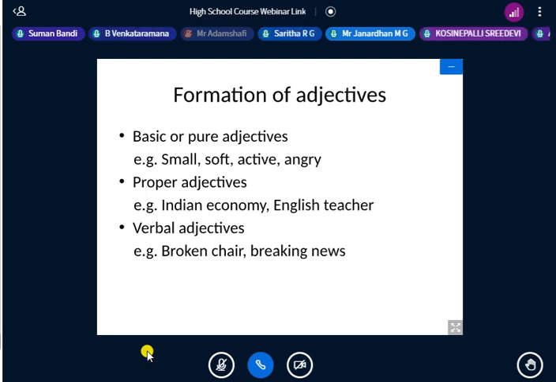Sir, broken leg. Anybody to say this is a drawn picture or something like that. Broken leg. So think about something which you can use in real life. Yeah, tattered clothes, flooded city.